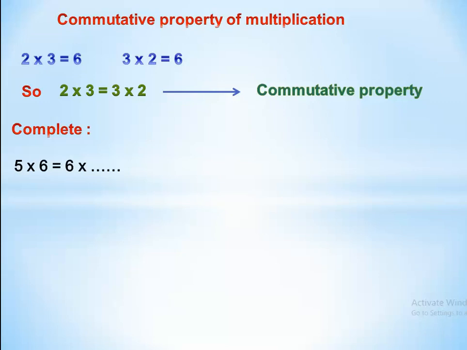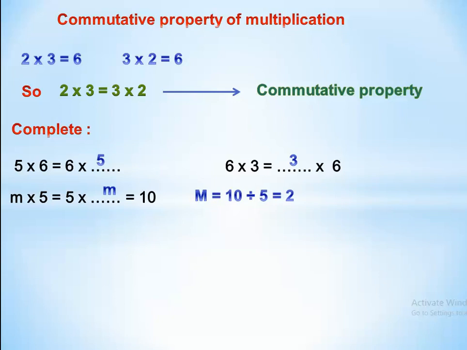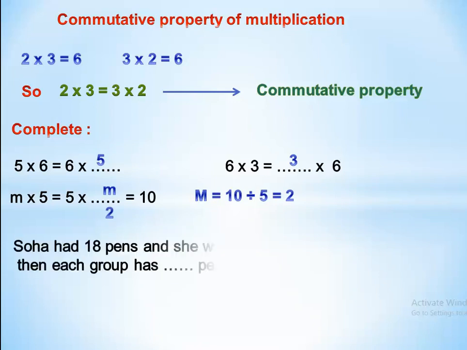Complete. 5 times 6 equals 6 times 5. 6 times 3 equals 3 times 6. m times 5 equals 5 times 10, so m equals 10. And m equals 10 divided by 5 equals 2.